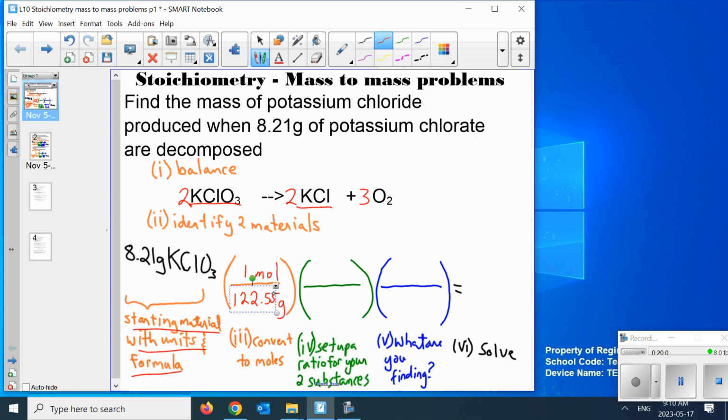You convert to moles. Then you set up a ratio for your two substances. Well, I'm getting rid of information with potassium chlorate, keeping information. Oh, potassium chloride.